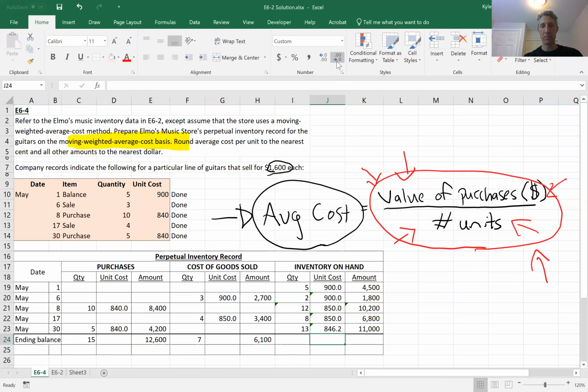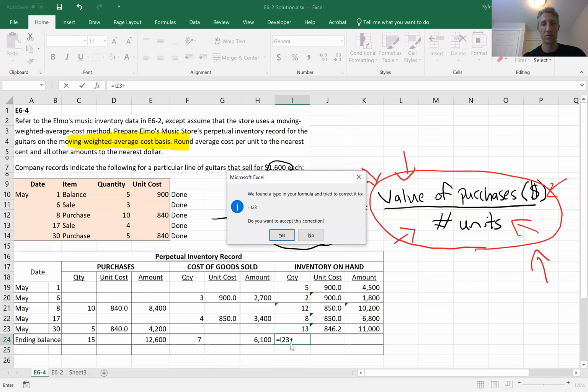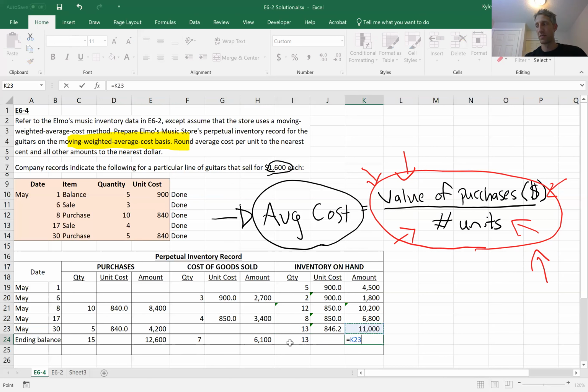If I were to put an ending balance of inventory, I'm not going to sum these columns. Why? Because the balance sheet is a snapshot in time. As of each of these dates, that's what our balance sheet amount is. So if May 30th is the end of the period, we have, as of May 30th, 13 units for a total cost of $11,000, and that $11,000 divided by 13 units gives us an average unit cost of $846 for our May 30th balance.